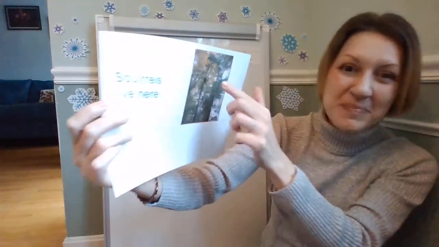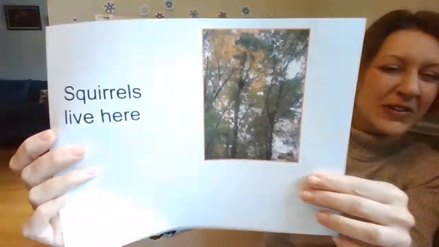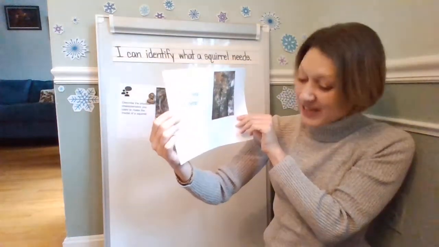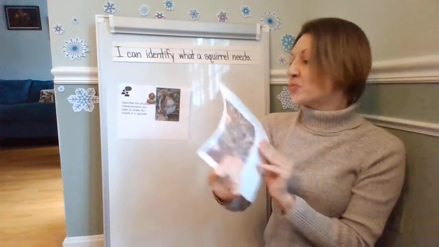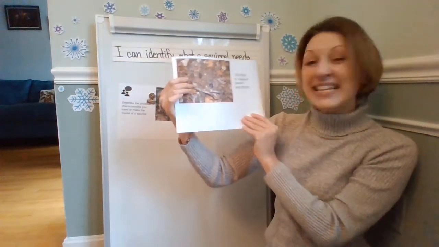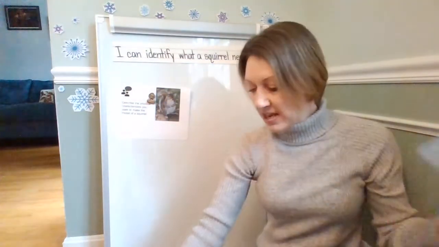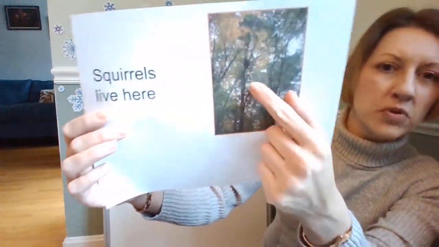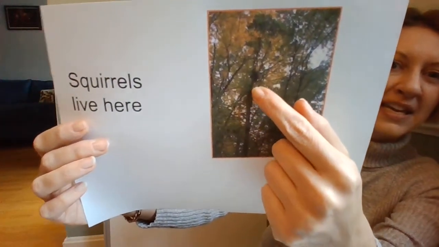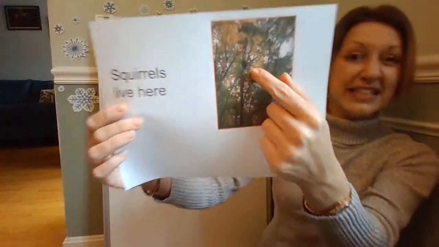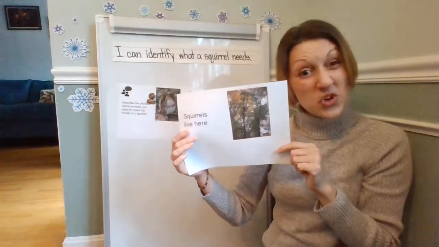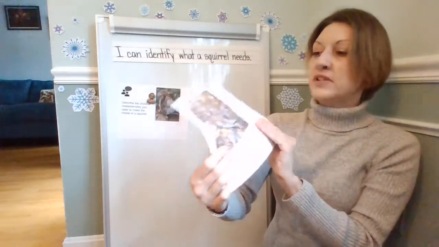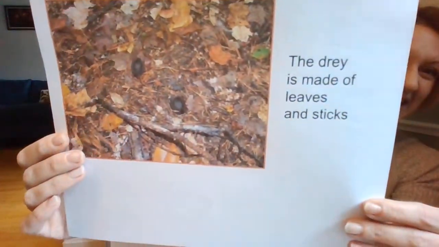Have you noticed squirrels running around? Or maybe way up high. Have you ever seen this before? I wonder what that is. Do you know? Well, squirrels live here. So the dray is made of leaves and sticks. Did you remember in the previous picture, or way up here, have you ever seen that before? That's a dray. That's what a squirrel makes, like a nest, so that the squirrel can live there and have its babies there.